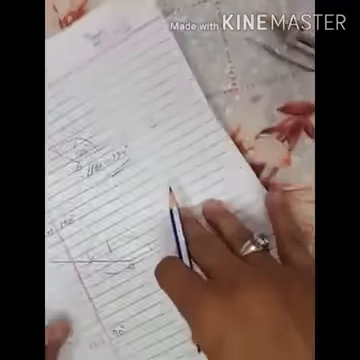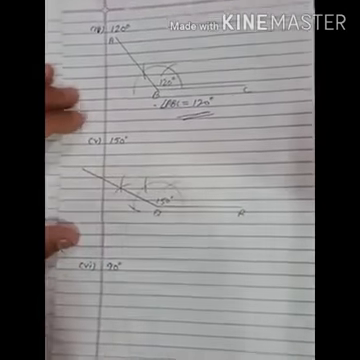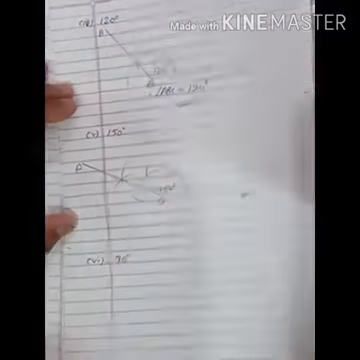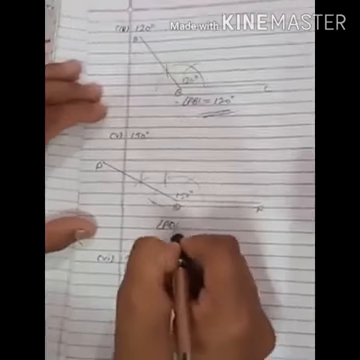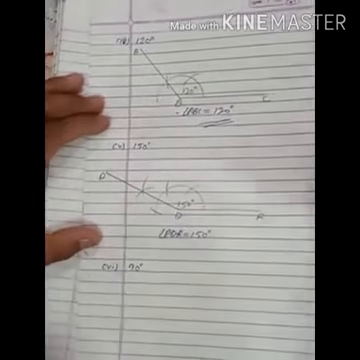Now it is joined. Here we will write 150 degree. Then here we will write P. So after this, angle PQR is equal to 150 degree.